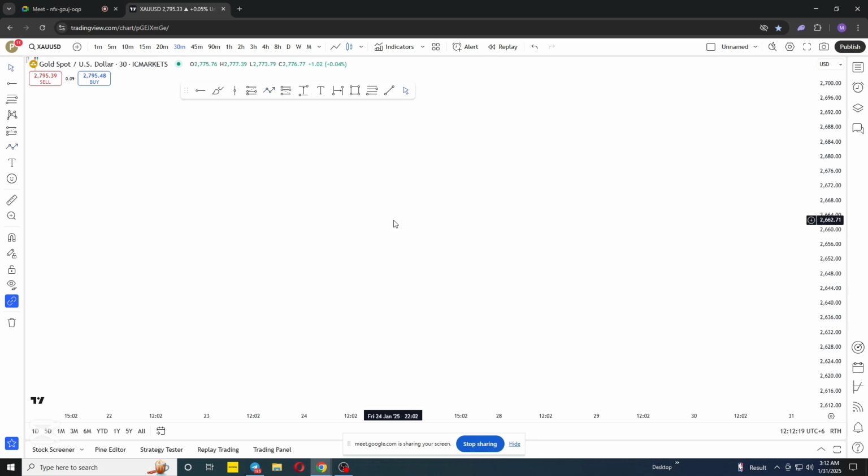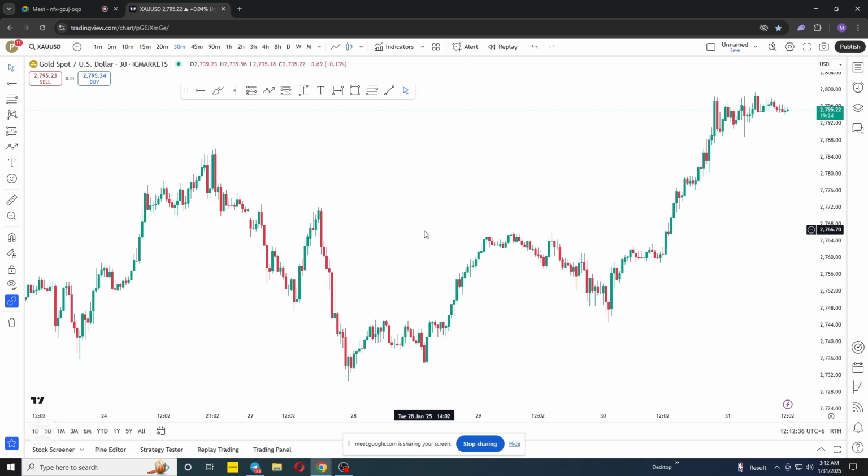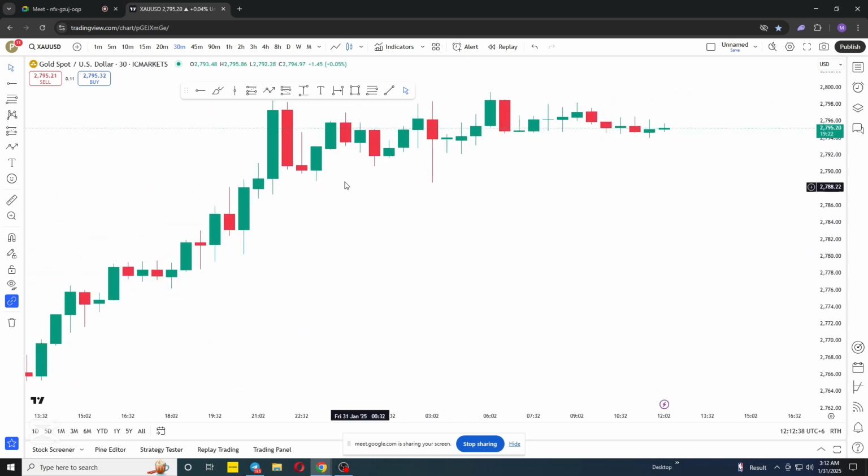To understand the direction, you need to understand fresh and unfresh levels. Do we have any problem with the fresh and unfresh level so far? No. The fresh level is where the price hasn't touched it, untouched. Let us go to any recent market.